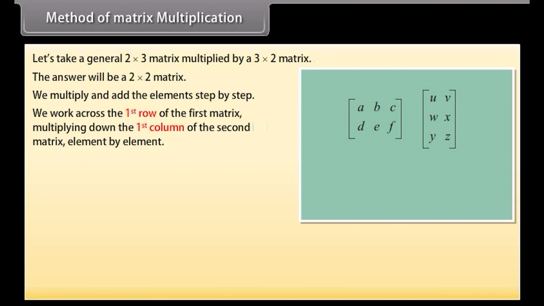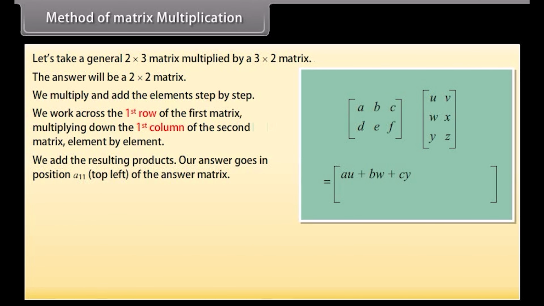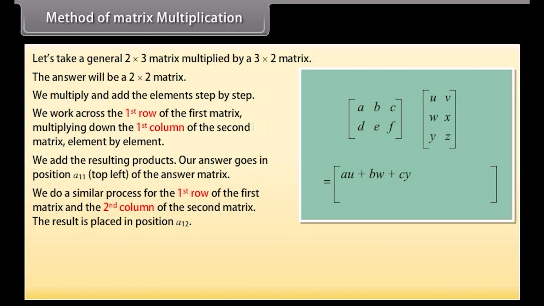We work across the first row of the first matrix, multiplying down the first column of the second matrix element by element. We add the resulting products. Our answer goes in position a11, that is top left of the answer matrix. We do a similar process for the first row of the first matrix and the second column of the second matrix. The result is placed in position a12.